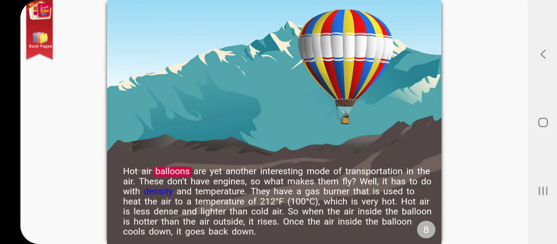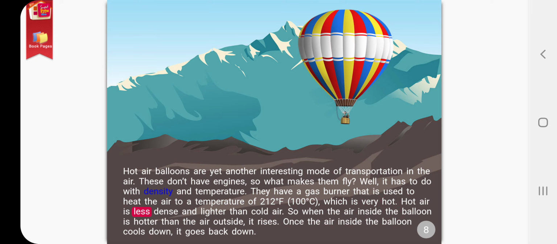Hot air balloons are yet another interesting mode of transportation in the air. These don't have engines, so what makes them fly? Well, it has to do with density and temperature. They have a gas burner that is used to heat the air to a temperature of 212 degrees Fahrenheit, 100 degrees centigrade, which is very hot.